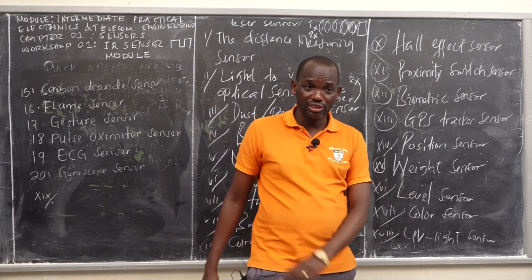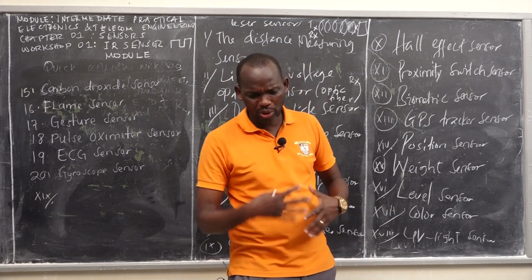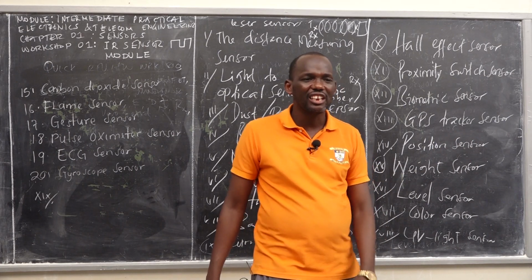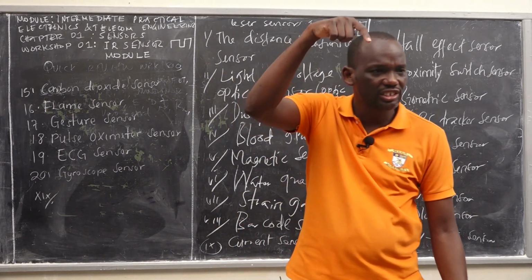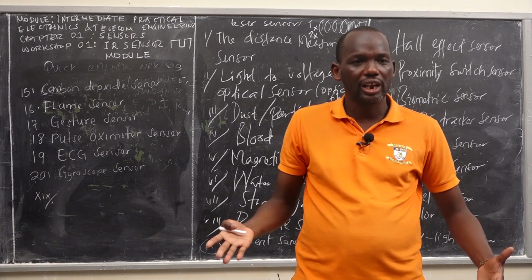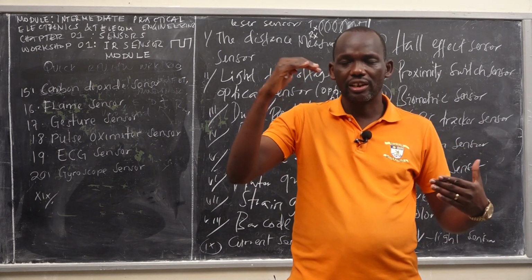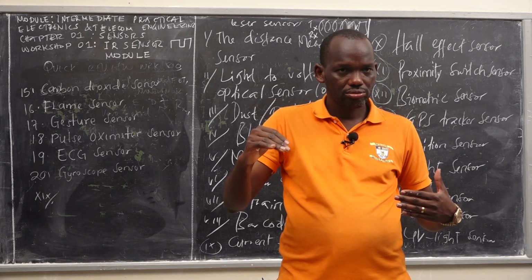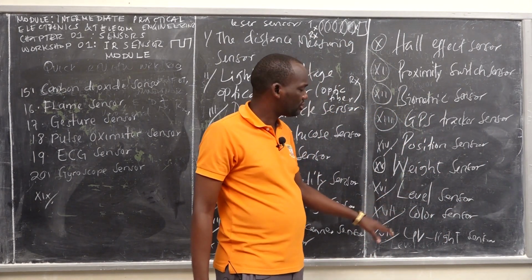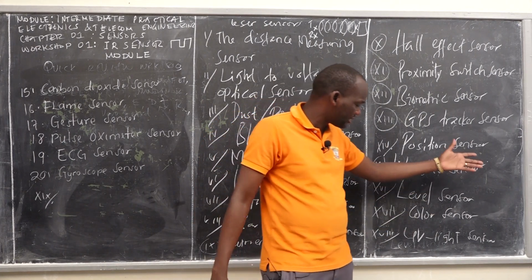Level sensor, we don't have an actual one. Most of the articles write level sensor, but simply we use an ultrasonic sensor to measure the level of water in the tank, maybe to trigger the water pump to pump the water if the level of water is low. But most articles just write level sensor. Color sensor we discussed, yeah?